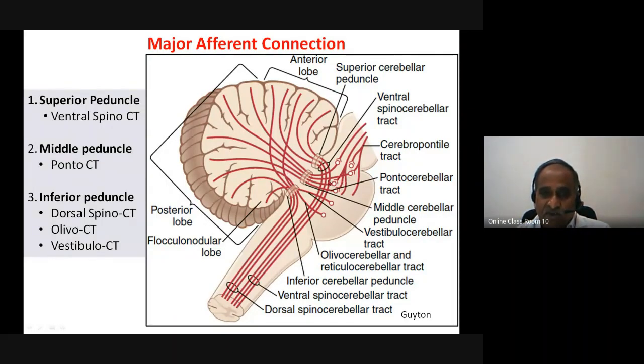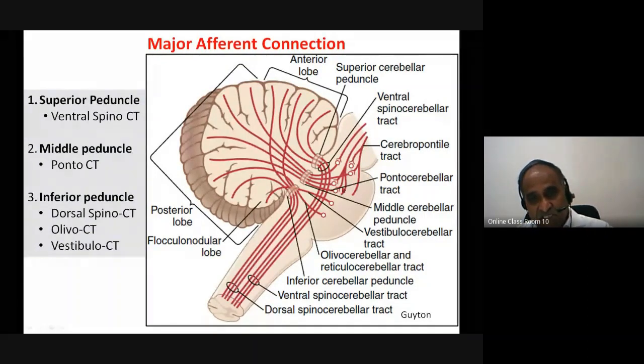So the pons receives input from the corticopontine tract. The cerebrum may not directly talk to the cerebellum. The cerebrum sends information, the corticopontine fibers reach here, and from the pontine fibers they go to the cerebellum. That means the corticopontine and pontocerebellar connections are here in the middle peduncle.